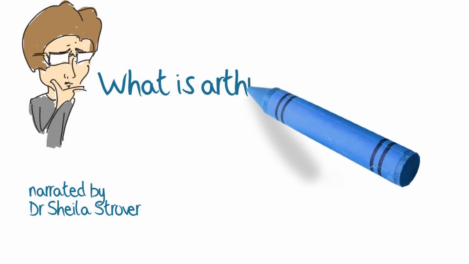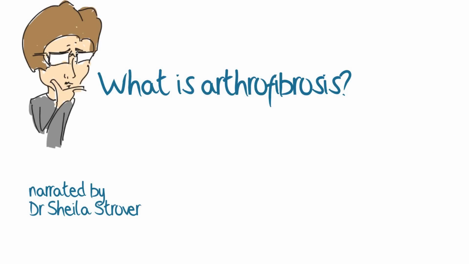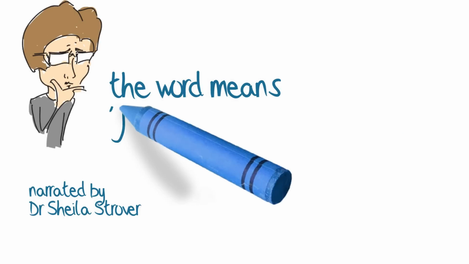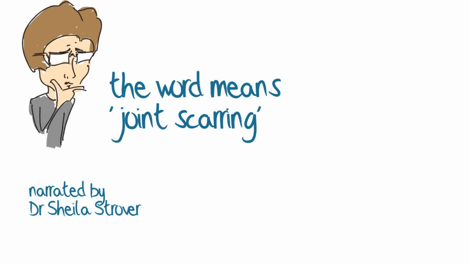This video is about a condition called arthrofibrosis. It's a pity, really, that medical words seem so difficult if you don't have a basic grasp of Latin or Greek. But in fact, what the word means is joint scarring. So arthrofibrosis is an abnormal condition of joints, where they can become locked up because of scar tissue.